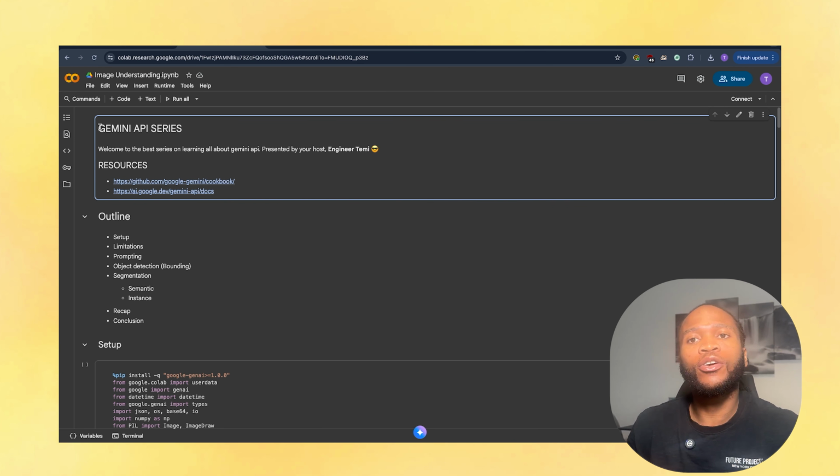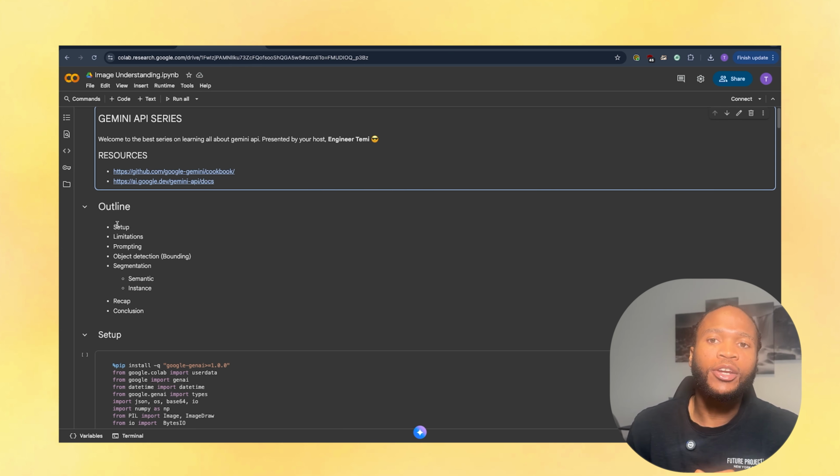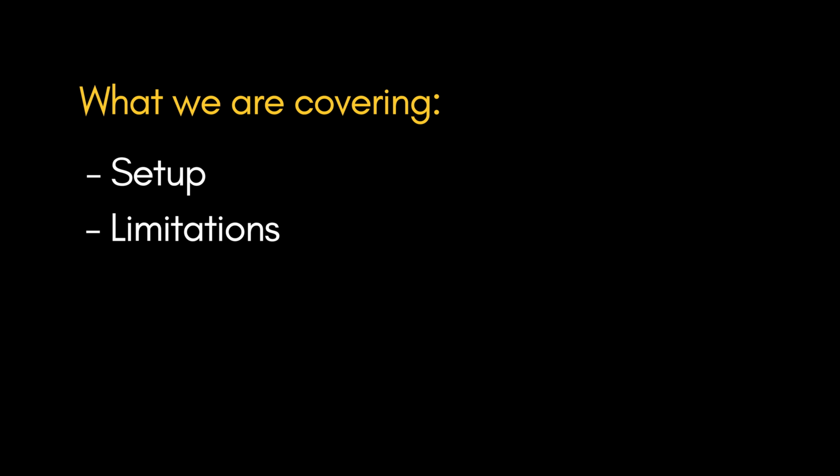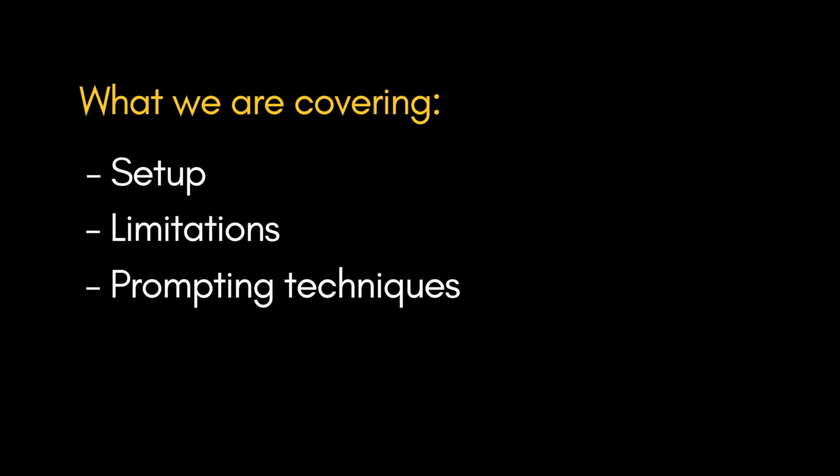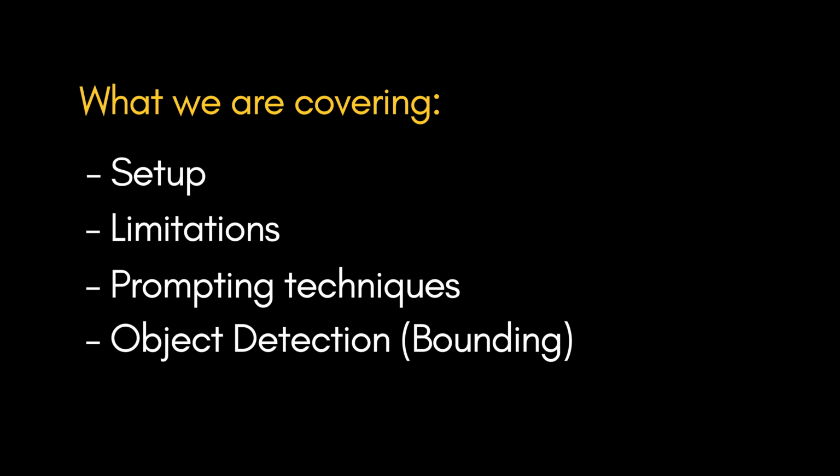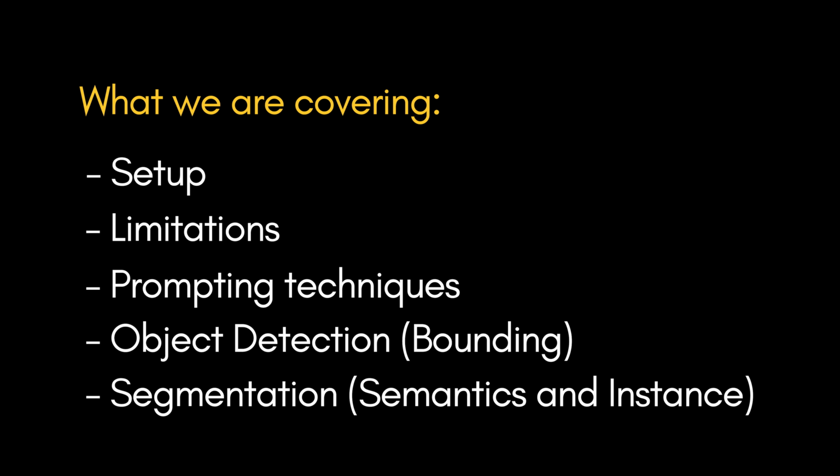If you've been following along the series, you will know that these two resources are very important for us. It is the Gemini Cookbook, where other developers have added their code samples of how they achieve different tasks, and also the Gemini API doc. Now for the outline, we'll be going through the setup, limitations, prompting techniques, object detection, also called bounding, and segmentation. I'll be explaining the two types of segmentation Gemini uses, semantic and instance, and we'll have a quick recap and go through conclusions.